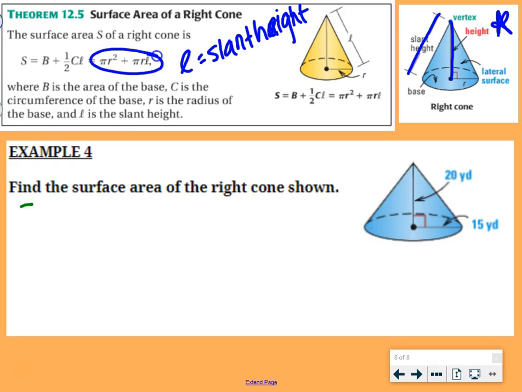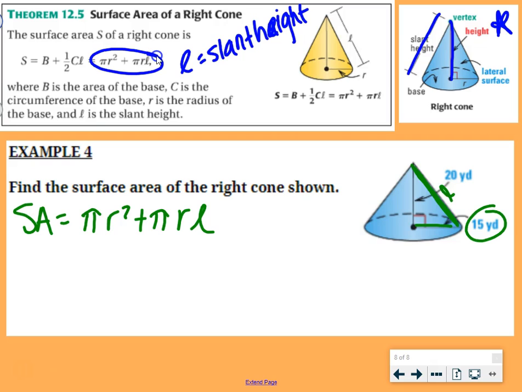Let's find that. So surface area is equal to pi r squared plus pi r l. Just need to fill in the pieces. We know the radius is 15. However, we do not know what that slant height is. We do not know what L is. Does make a right triangle, however, so we can use Pythagorean theorem. That's also a Pythagorean triple, so not too much work. We can find that L is 25 yards.